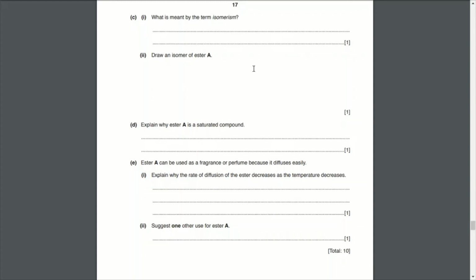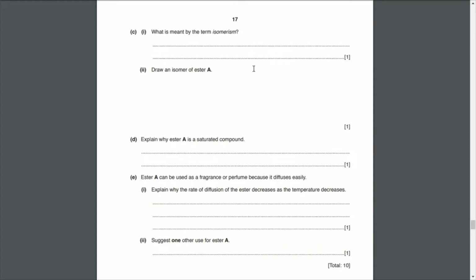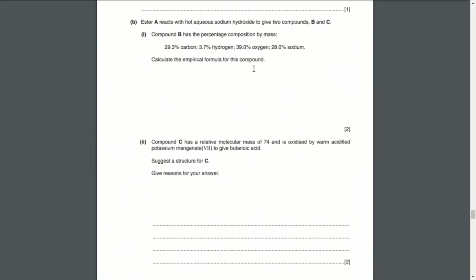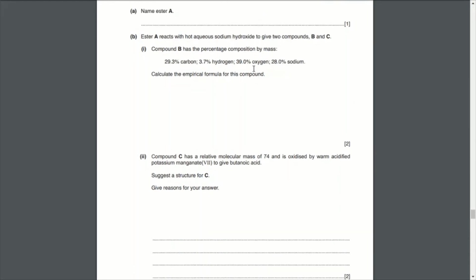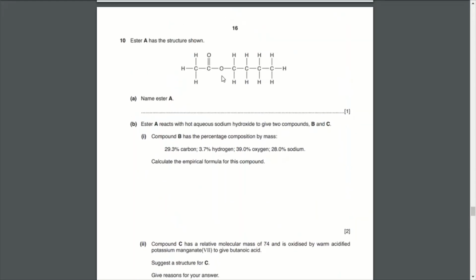Anyway, so explain why ester A is a saturated compound. It's really very easy. What are saturated compounds? It means that it only has single bonds. It doesn't have any kind of carbon double bond. That is why it is saturated.